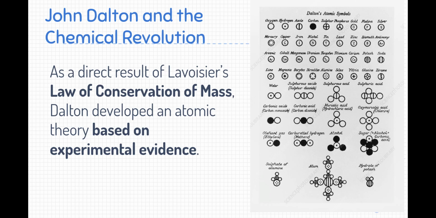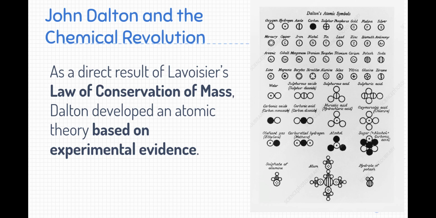So there were several very important chemists during this period, and we will talk about many of them throughout the year. But for our purposes in atomic theory, we're really interested in John Dalton. And John Dalton's work in chemistry came as a direct result of Lavoisier's law of conservation of mass. So we talked about the law of conservation of mass in the chemical reaction unit, which governs our understanding of how chemical reactions occur and is the reason why we balance equations, because matter can be neither created nor lost in the process of a chemical reaction.